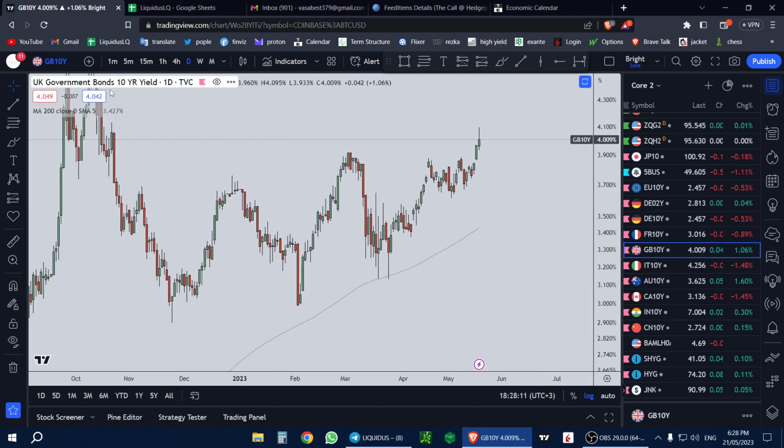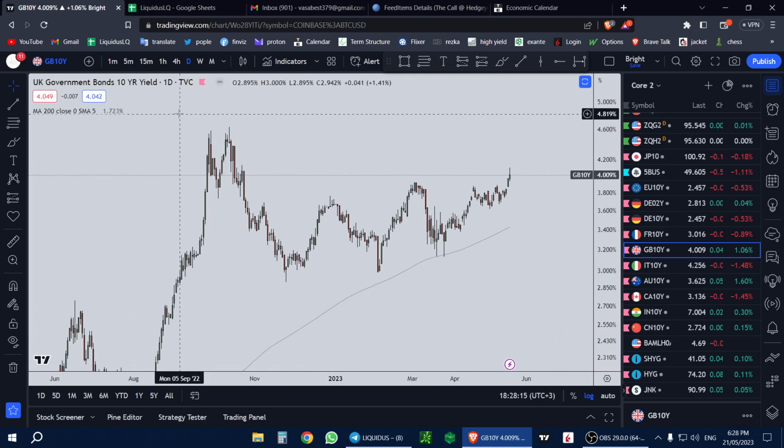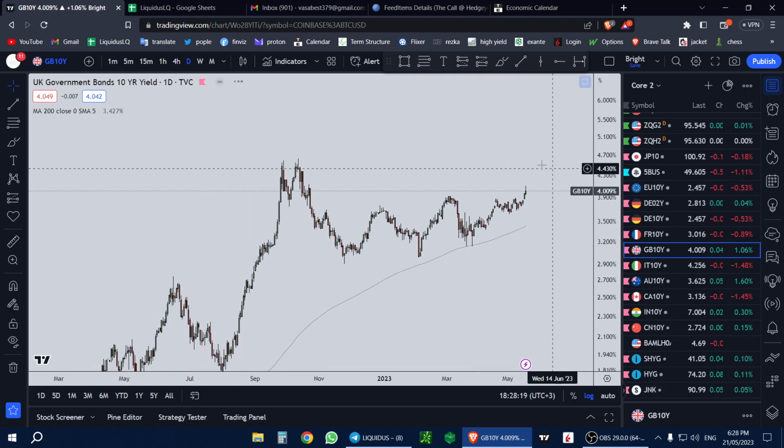These are bunds, not bunds, JGBs. Not JGBs. Oh my god, I'm losing myself. UK government bonds. I forgot the colloquial name they use for UK bonds. Man, I've got to remember the name.